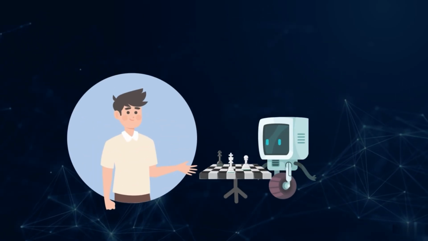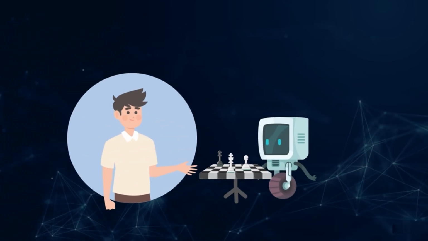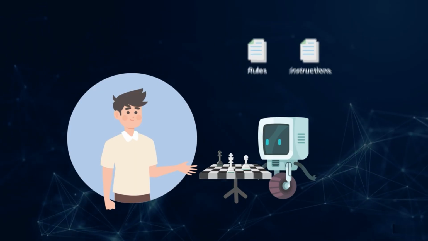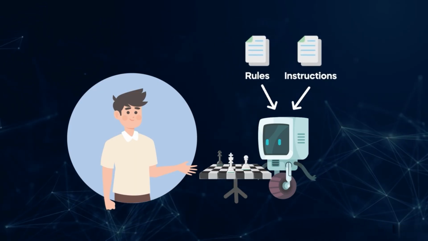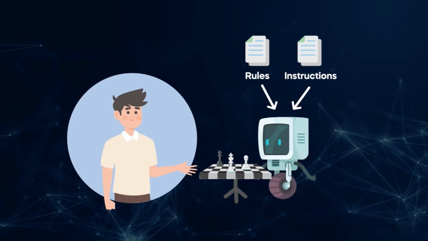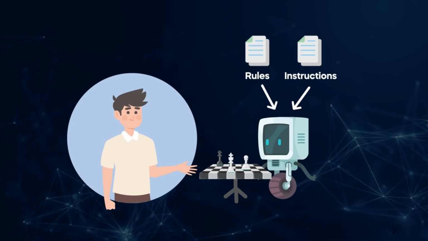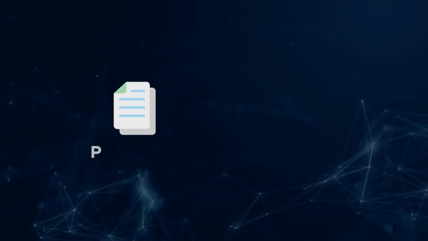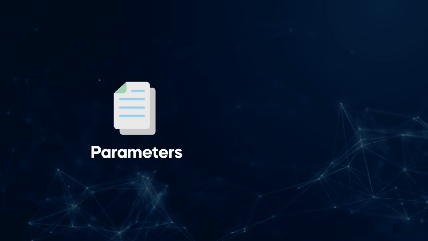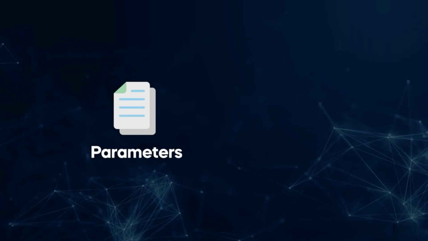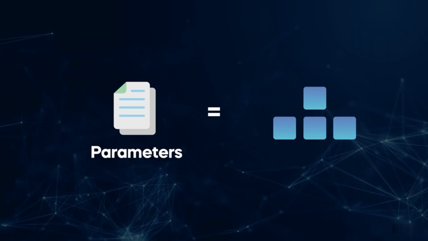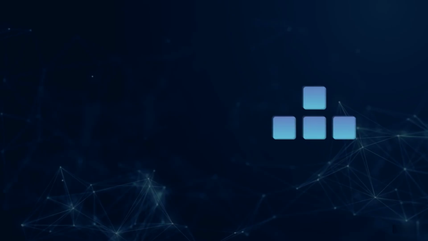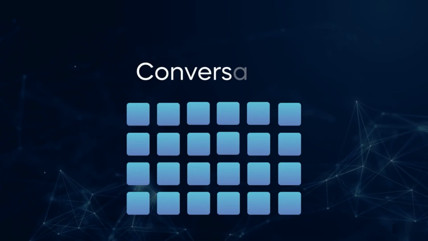Imagine you're teaching a robot how to play a really complicated game. To do that, you need to give it lots of instructions and rules on how to play the game. Each of these rules is like a piece of information that the robot needs to remember. Now, think of the parameters in a large language model like those instructions and rules. They are tiny bits of information, kind of like building blocks, that help the model understand and generate language.